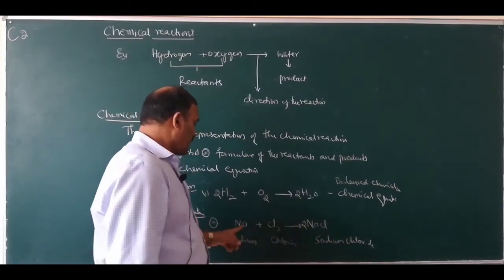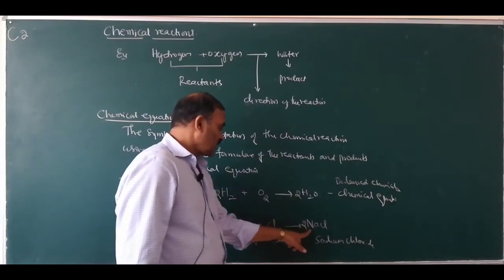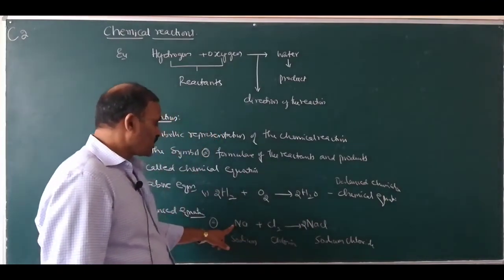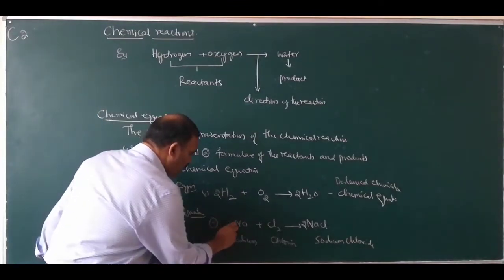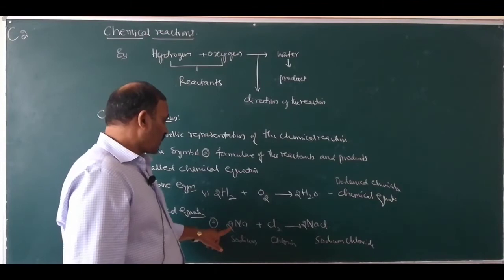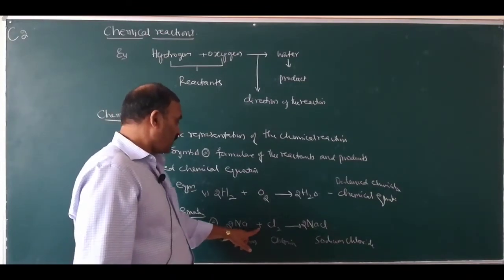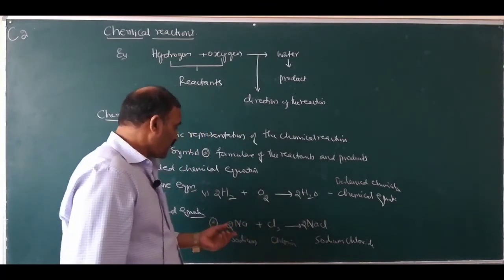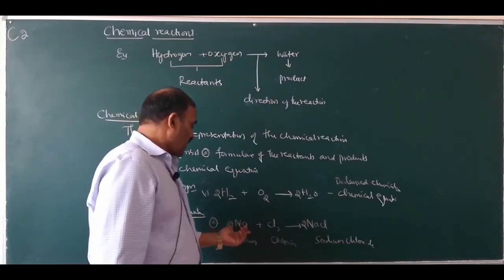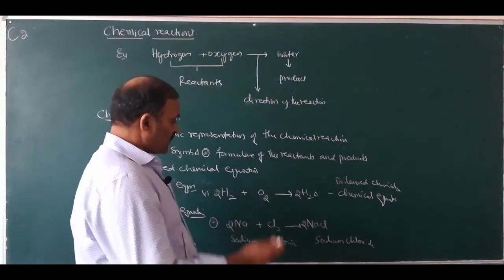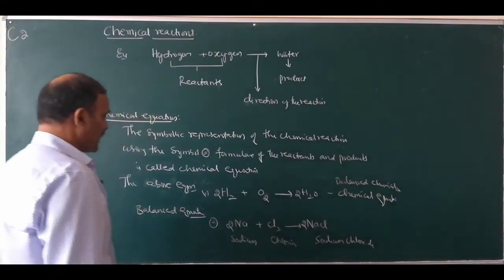Now look at the number of atoms of sodium. On the right hand side there are 2 atoms, and here there is only 1 atom. It should be multiplied by 2. Therefore, the equation is 2Na plus Cl2 gives 2NaCl, so that the number of atoms of reactants is equal to the number of atoms of products on both sides.